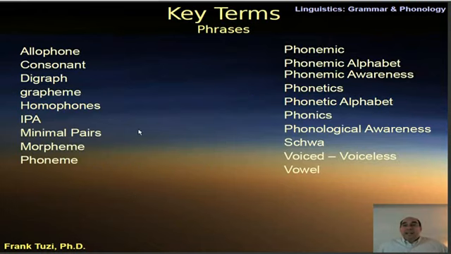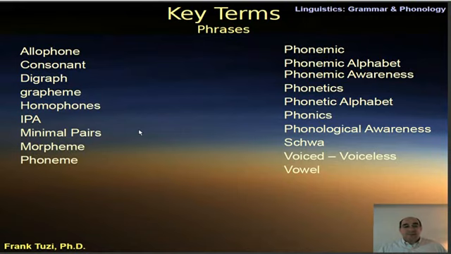All right, let's take a quick look at the terms that were in the appendix here. You should make sure that you know them. An allophone: it's the same sound that sounds a little different because of the environment that it's in. We have a consonant, which is everything but the vowels, C, D, F, that kind of thing. A digraph: two graphemes that combine to make one sound. A grapheme is a sound represented in some type of written form.